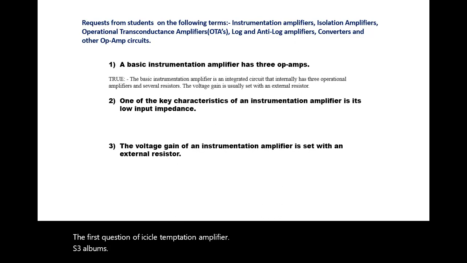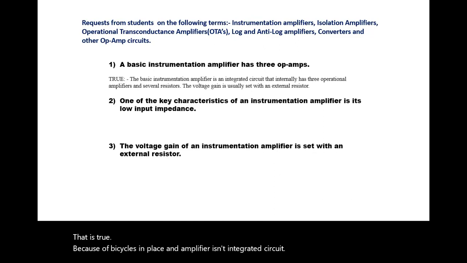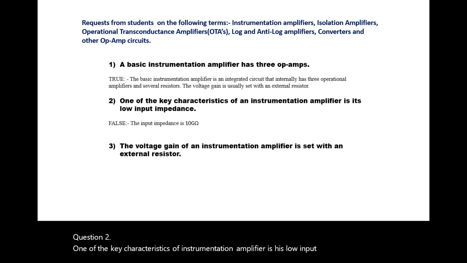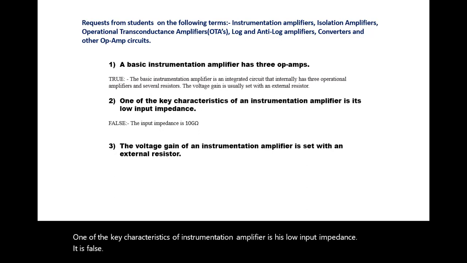That is true, because a basic instrumentation amplifier is an integrated circuit that internally has 3 operational amplifiers and several resistors. The voltage gain is usually set with an external resistor. Question 2. One of the key characteristics of the instrumentation amplifier is its low input impedance. That is false, because the input impedance of an instrumentation amplifier is in the order of 10 gigaohms.